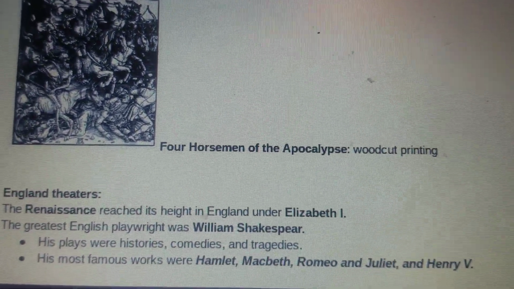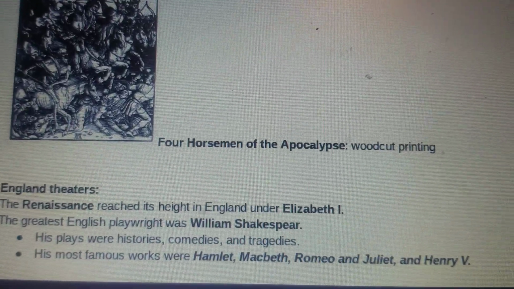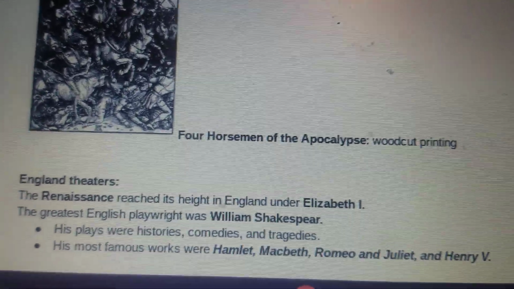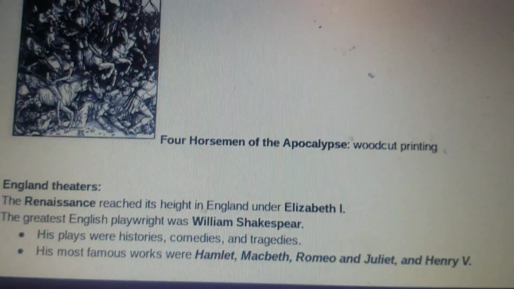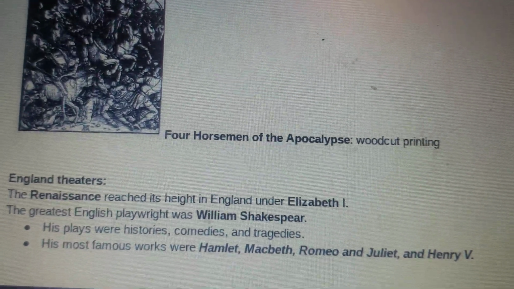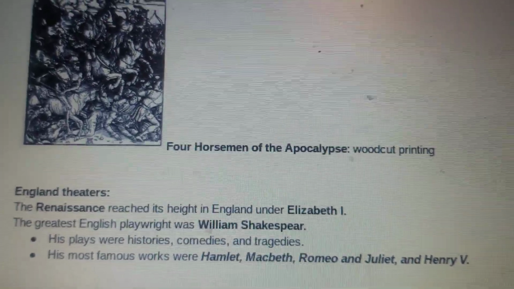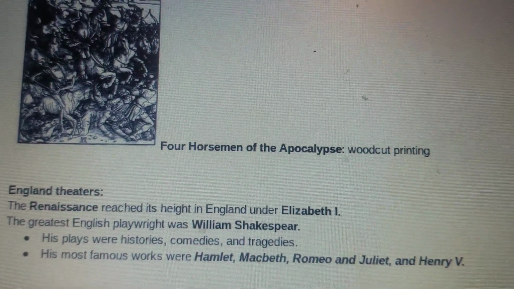And then England, theaters. The Renaissance reached its heights in England under Elizabeth I. The greatest English playwright was William Shakespeare. His plays were histories, comedies, and tragedies. His most famous works were Hamlet, Macbeth, Romeo and Juliet, and Henry V.